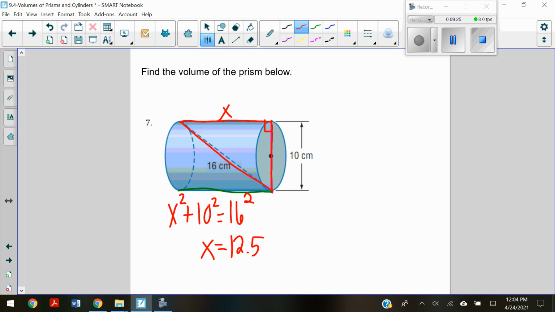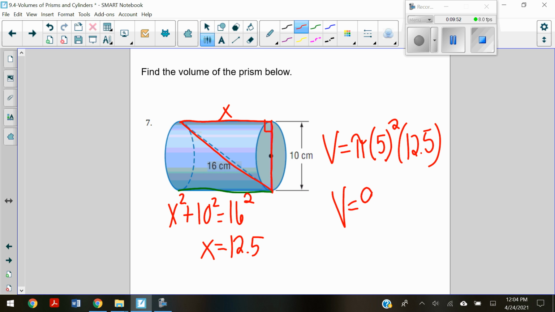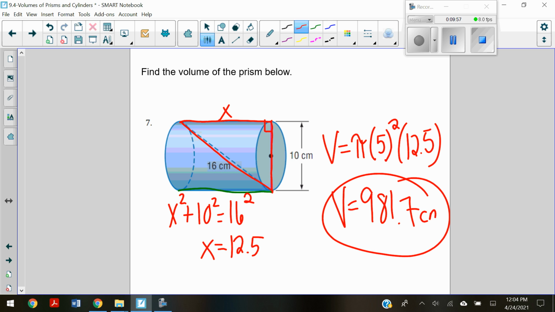So volume of the base, pi, times my radius. Now my radius isn't 10, that's my diameter, that's the whole distance. My radius is only half of that, squared, times that 12.5 that we found. So just type that into your calculator. Pi times 5 squared times 12.5. And for our volume, we get 981.7 centimeters cubed when we round it.